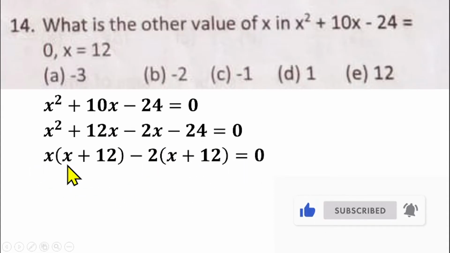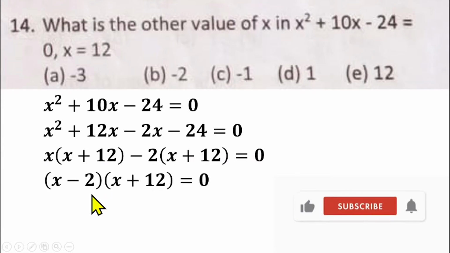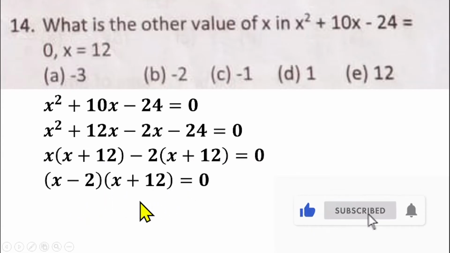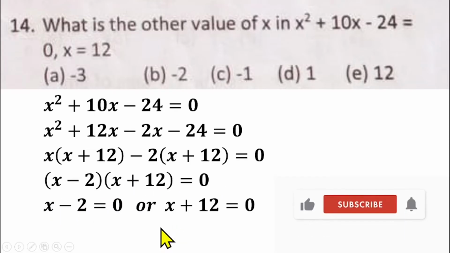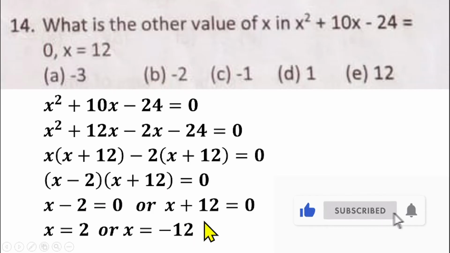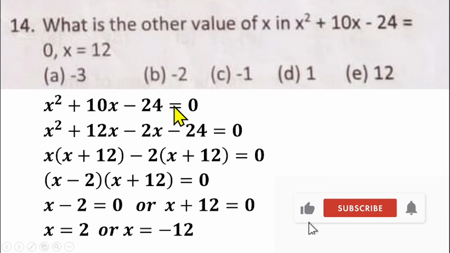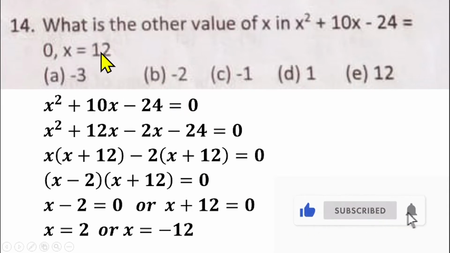So you have x minus 2, then pick one of the brackets. x minus 2 into x plus 12 equals 0. Then find your x, each of them will be equal to 0. So x will be equal to 2, or x equals minus 12. So in this case, since they said that the x here is 12, which is supposed to be minus 12 initially, the other value is going to be minus 2 instead of 2. So that will make option B the right answer for question number 14.